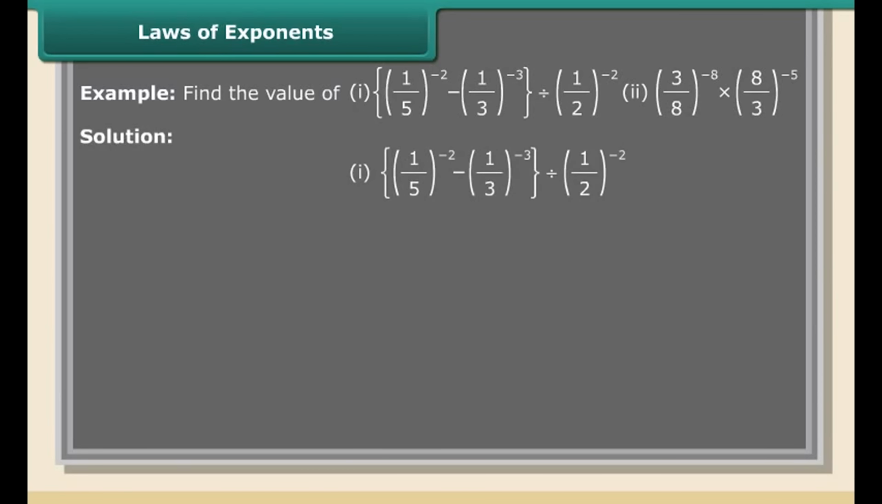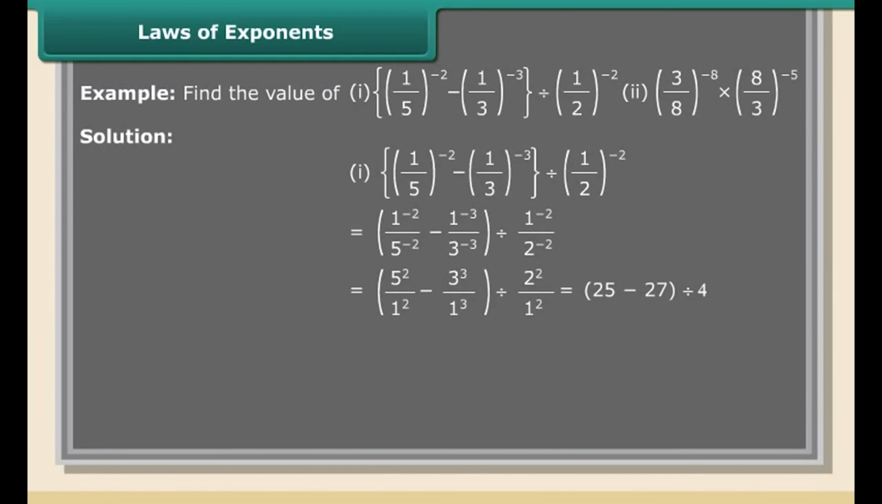Solution: (1/5) raised to the power minus 2 minus (1/3) raised to the power minus 3, divided by (1/2) raised to the power minus 2, is equal to 1 raised to the power minus 2 upon 5 raised to the power minus 2 minus 1 raised to the power minus 3 upon 3 raised to the power minus 3, divided by 1 raised to the power minus 2 upon 2 raised to the power minus 2.